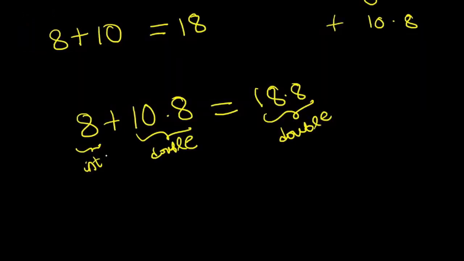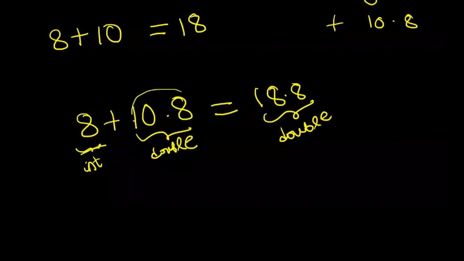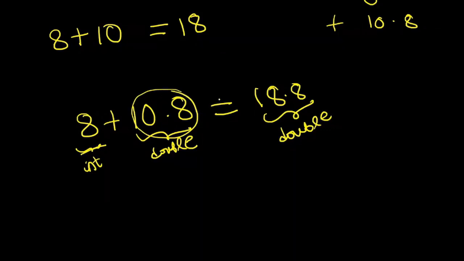If I say no, I want the answer in integer only. So you will have to convert this 10.8 into an integer. If you convert it into the lower integer, 10 plus 8 will be 18. So important information will be lost. The same thing happens in programming also, right?